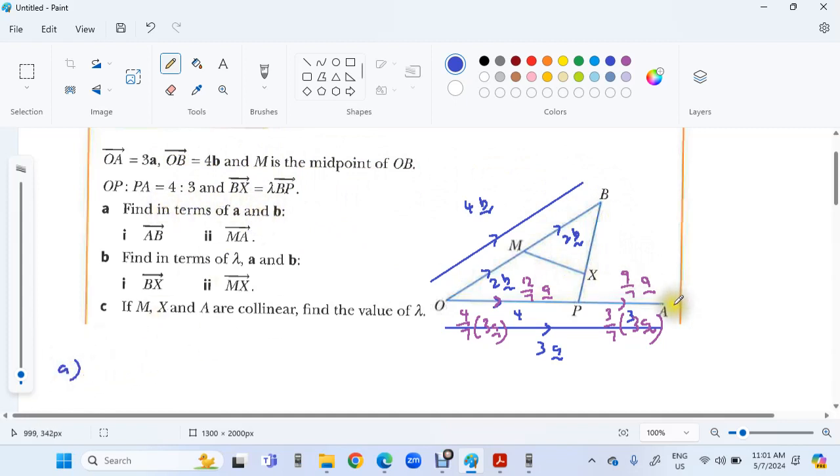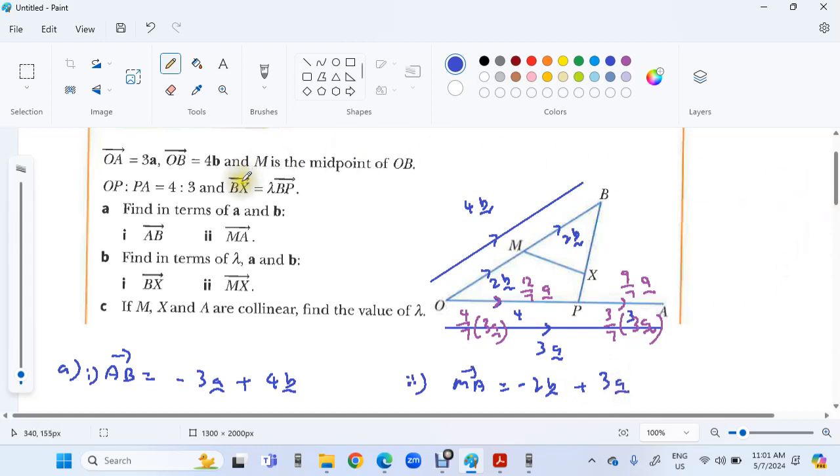So AB is from A to B. A to O is negative 3A. O to B is 4B. And then number 2, we want to find the MA. So MA is from M to O, that is negative 2B, plus O to A, which is 3A.